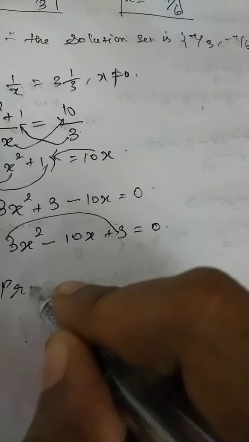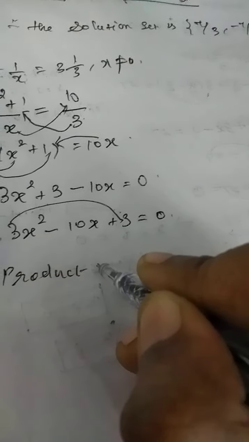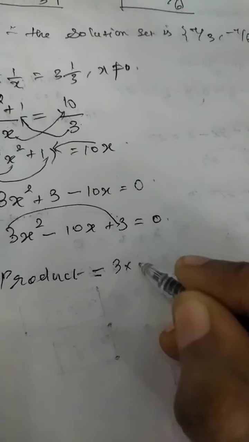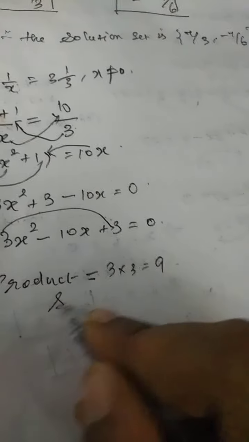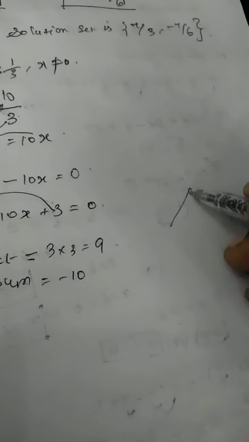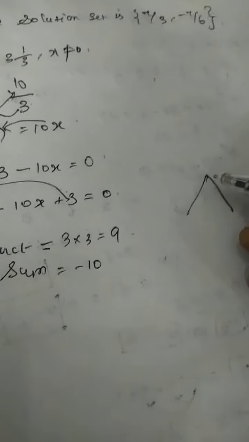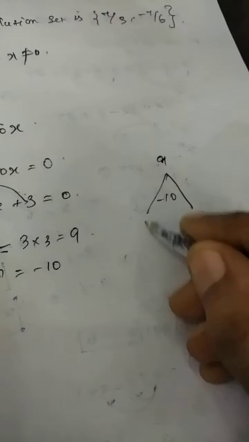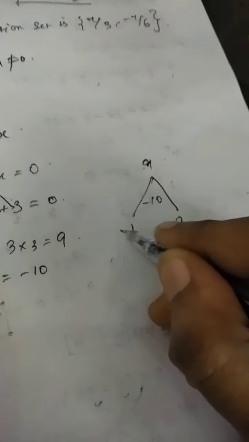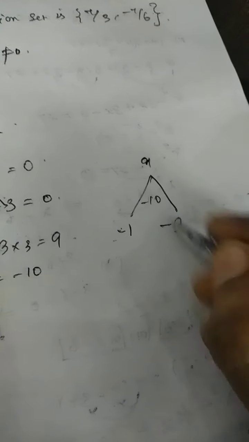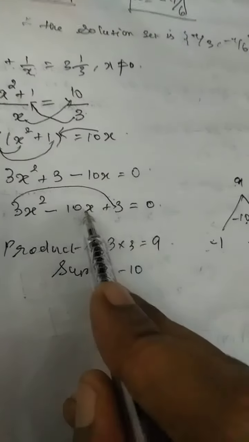Product is equal to, because I am going to apply the sum product rule to factorize this expression. So 3 3s are the product, 3 into 3 is 9, and the sum is the middle term, we have minus 10. So now we want to find the factors. The product we have is 9 and the sum we have is minus 10. So I can take 1 and 9, then minus, because minus 1 into minus 9 is plus 9, and minus 1 minus 9 we will get the factor minus 10. So these two factors I can split into the middle term.